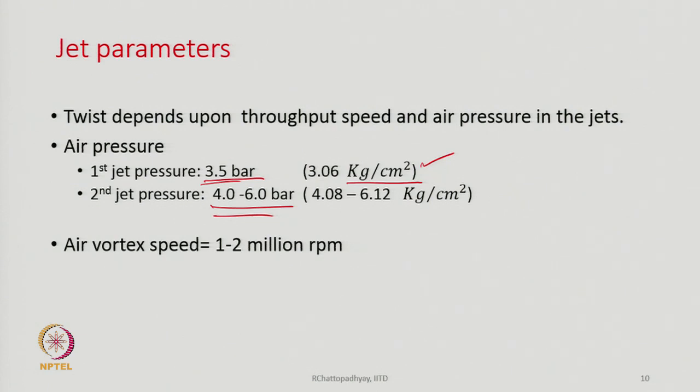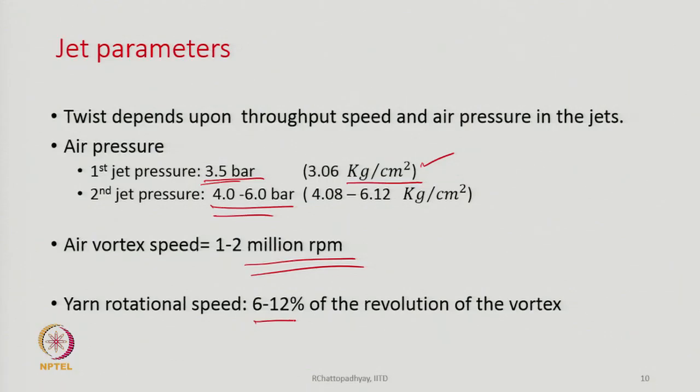So, air vortex speed is typically of the order of 1 to 2 million rpm. I think I have already mentioned this earlier, that the vortex speed has been measured and the vortex rotates at that speed. All depends upon the pressure with which we inject the pressurized air in the nozzles. So, 10 lakh to 20 lakh rpm is typically the speed of the air vortex, but the speed of the yarn is much less. Yarn rotational speed is typically 6 to 12% of the revolution of the vortex.